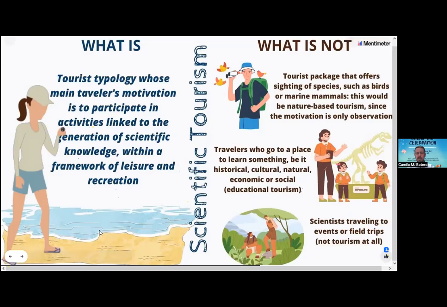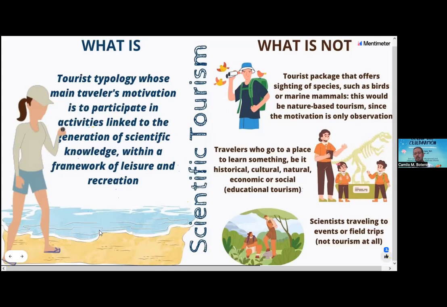For example, if we go to a place for bear watching, or for marine mammals, for example, with whales, this is not exactly scientific tourism. This will be ecotourism or nature-based tourism, because the motivation is only observation. We just want to watch the bears, the marine mammals, the whales, dolphins, but our interest is not related with the science, with obtaining data, with the generation of scientific knowledge.